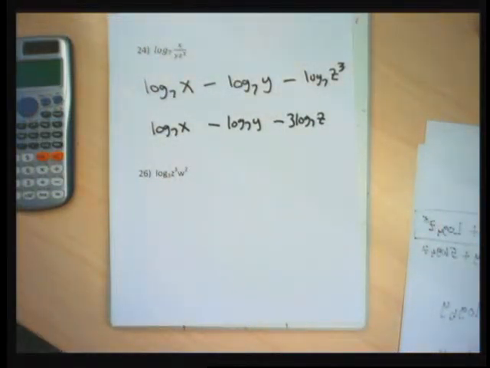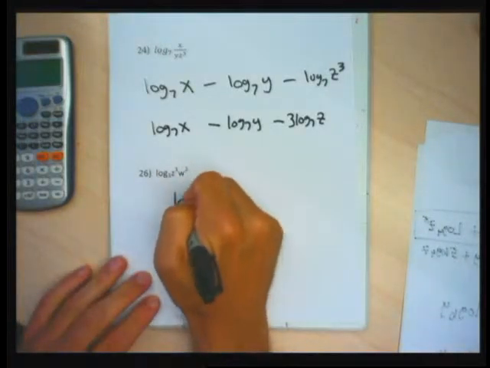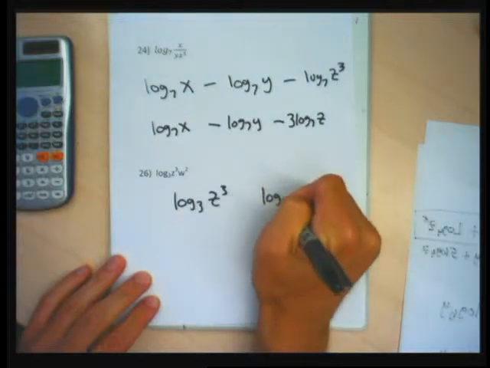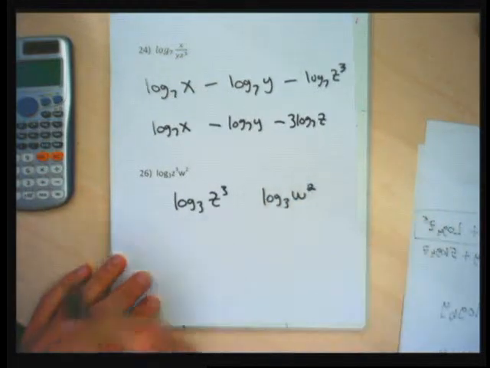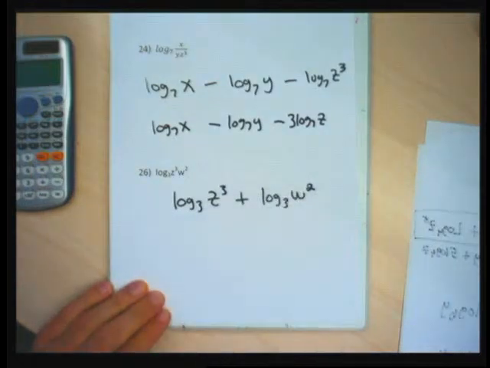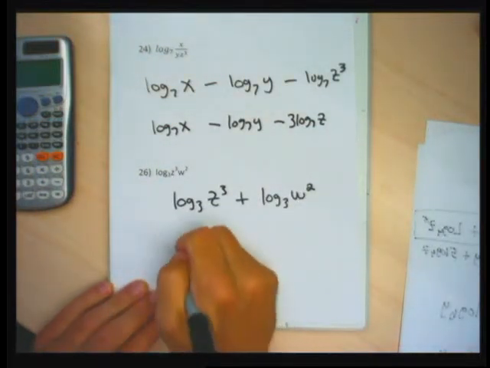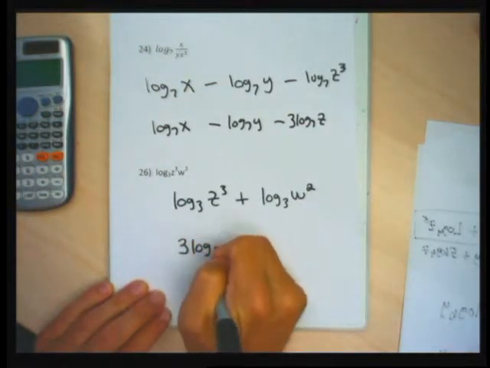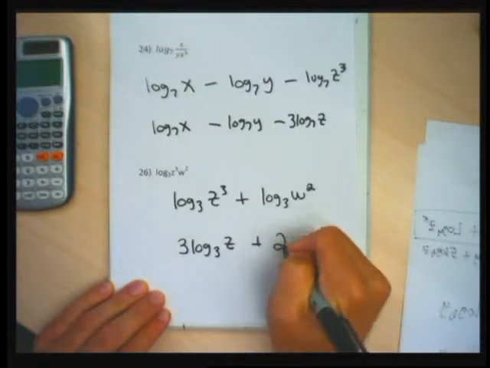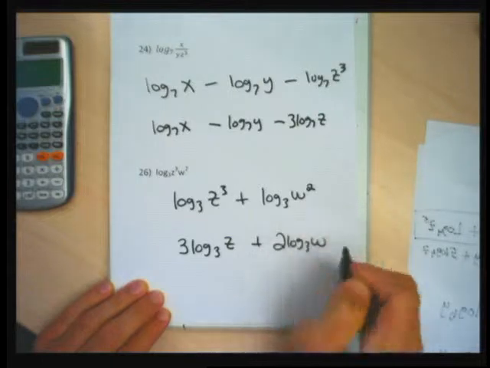26, I'm going to expand into 2 logarithms, one with the z cubed, the other with the w squared. I always have to have a sign. It's always going to be a plus or a minus sign between the logarithms. Because there's not a divide, I don't get a minus sign, I must get a plus sign. That's the okay answer. The better answer would be 3 times the log base 3 of z plus 2 times the log base 3 of w.